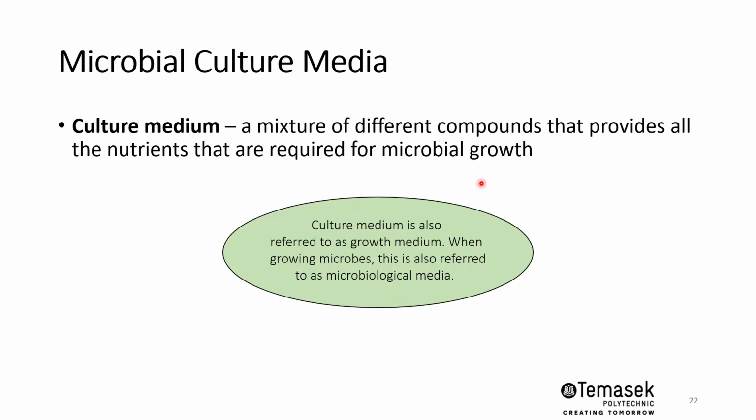We briefly touched on culture media just now. Culture media here we define as a mixture of different compounds that provide all the nutrients that are required for microbial growth. If you remember in part one, we talked about auxotrophs. An auxotroph lacks the capability to synthesize certain essential nutrients, for example histidine, an amino acid. So in order to grow them, you need to add histidine into the growth culture itself. The culture media is often also known as the growth media. When you grow microbes, we also call it microbiological media. So all the same.